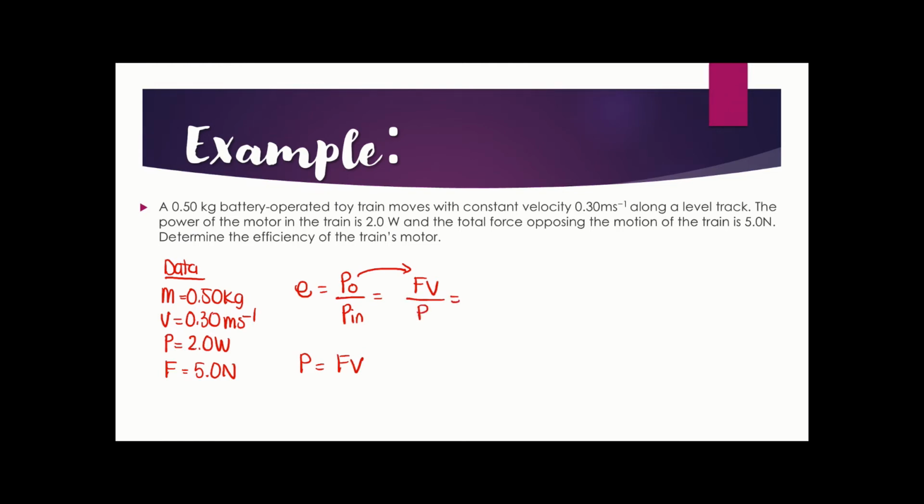When we substitute the information, we have that the force is 5 newtons, the velocity is 0.30, and the power in is 2 watts. Check that in all the quantities we have two significant figures. So the answer for this is 0.75, and we translate this to a percentage, which is the efficiency of the motor.